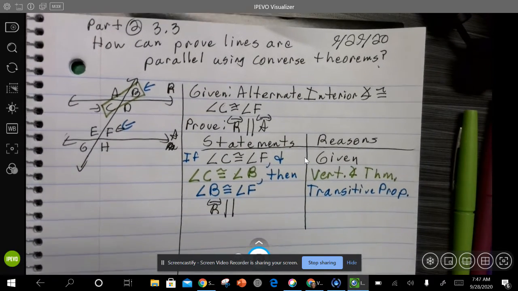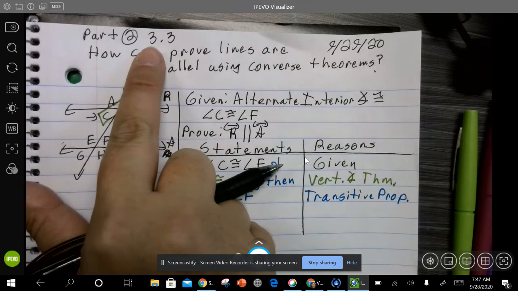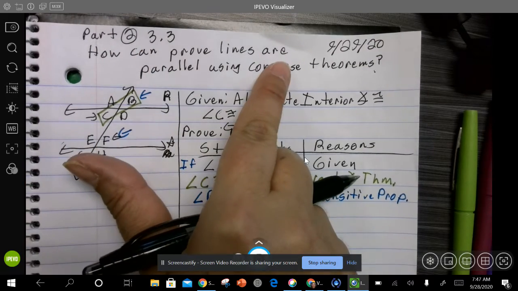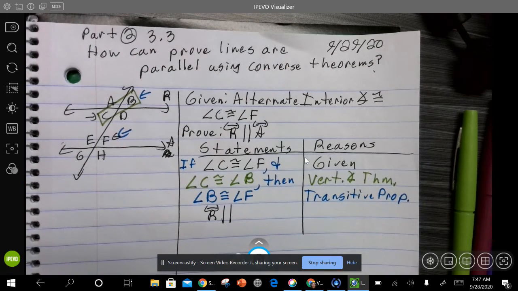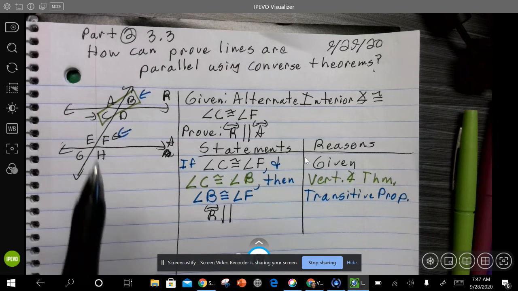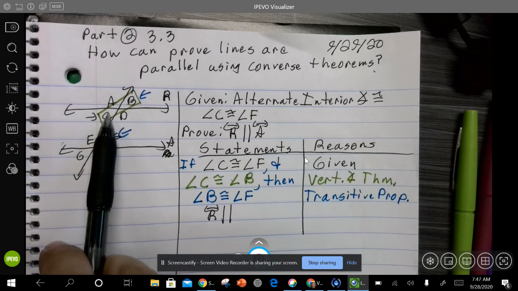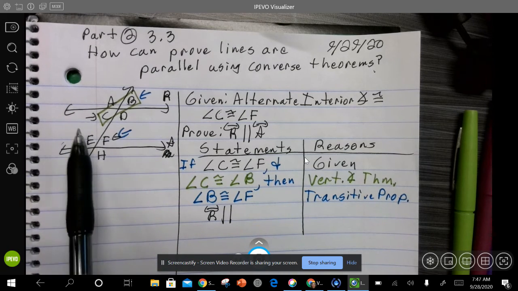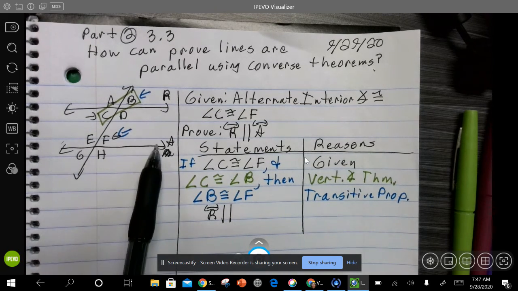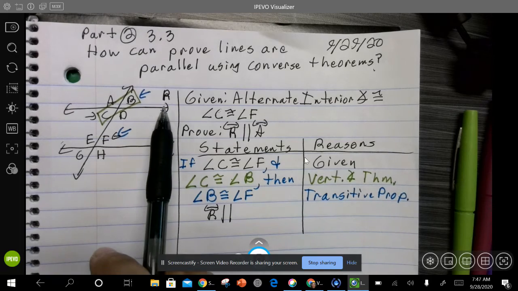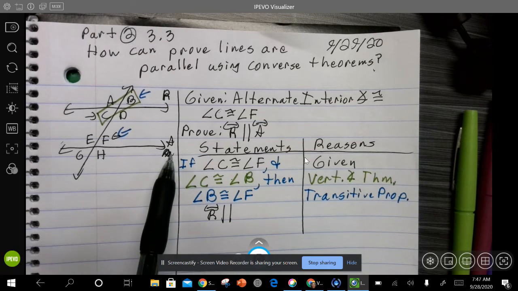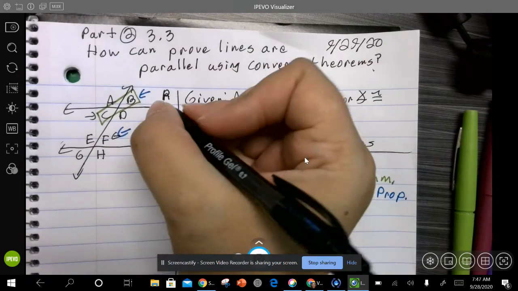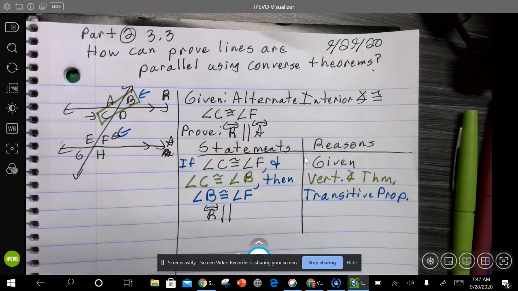Okay, so I'll go over this again. This is part 2 for 3.3. How can we prove lines are parallel using our Converse theorems? So we have A, B, C, D, E, F, G, H. Draw your line. This is our transversal and our parallel lines, which we have to prove that R is parallel to S. Okay, so we need to prove that they're parallel.